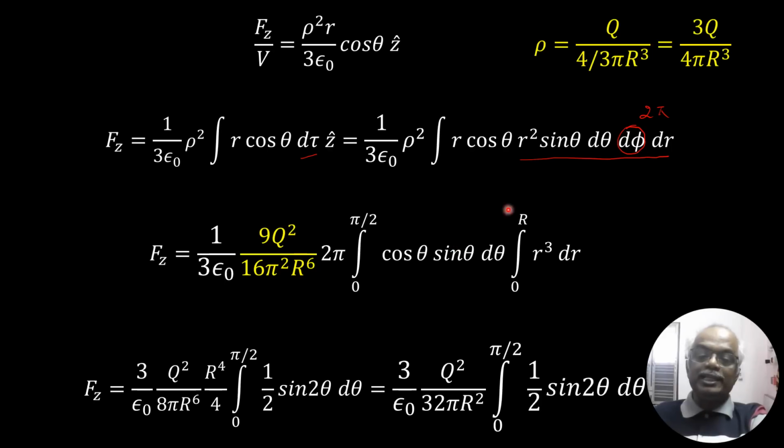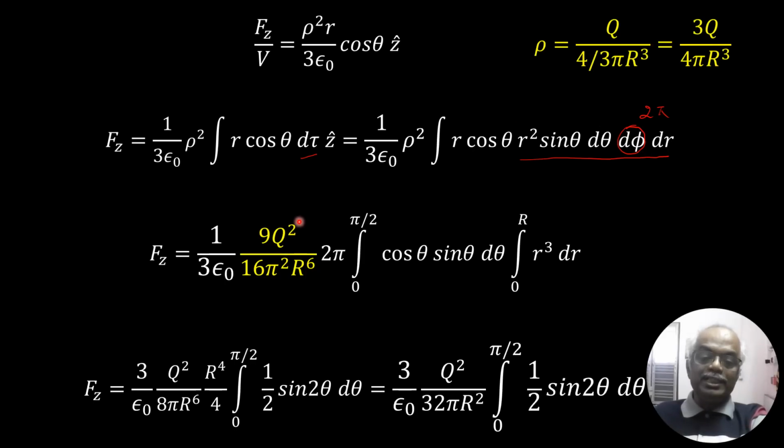So this triple integral will become a double integral because we have carried out the integral with respect to phi, giving this 2 pi. Then rho is equal to charge per unit volume. Charge is q, and the volume is 4 by 3 pi R cubed. So this 3 will go to the numerator, and this can be written as 3q over 4 pi capital R cubed. If you square it, here you have rho squared, you will get 9q squared divided by 16 pi squared R power 6. I am just squaring this.